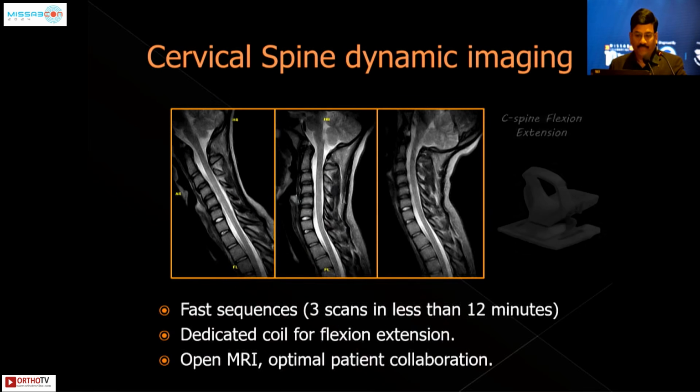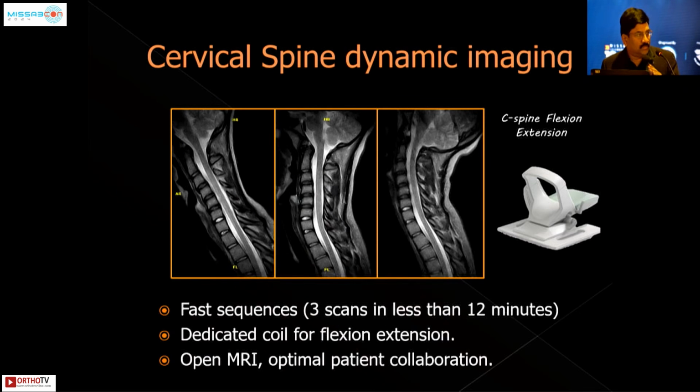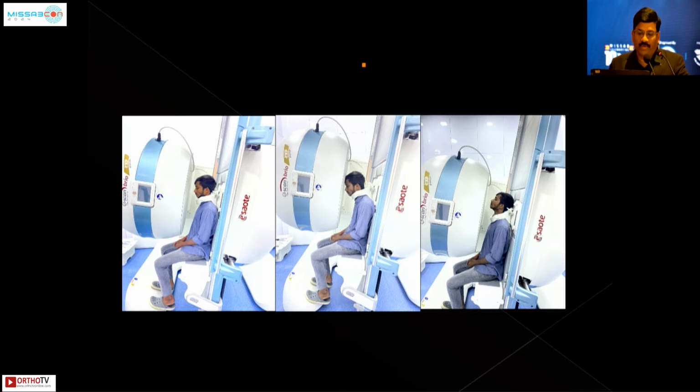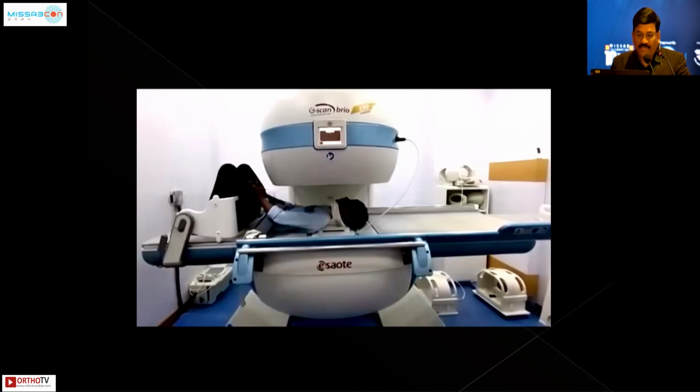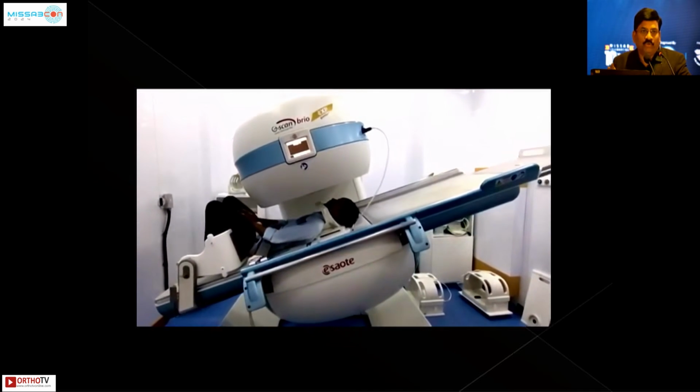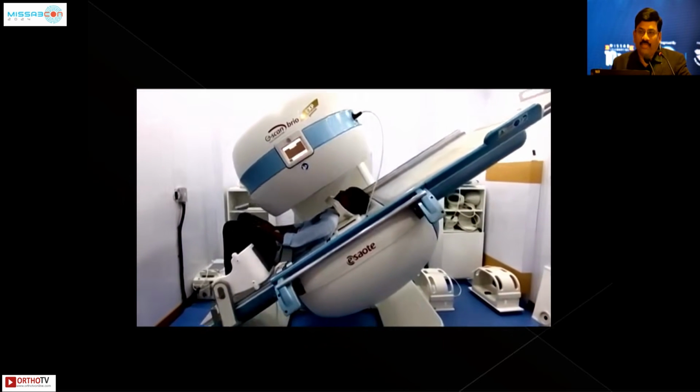Because Mahajan sir has put a lot of information on the lumbar spine, I try to focus on the cervical, where we found very interesting things happening. Cervical can be easily acquired and also faster because there is a dedicated dynamic cervical coil. This is how we take cervical MRIs. We make the patient comfortably sitting, and I can also take MRI in neck flexion and extension. And this is how the machine rotates.